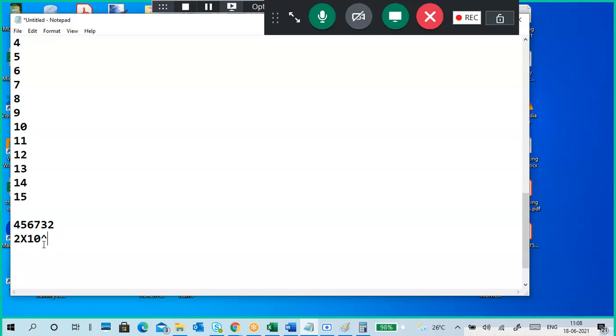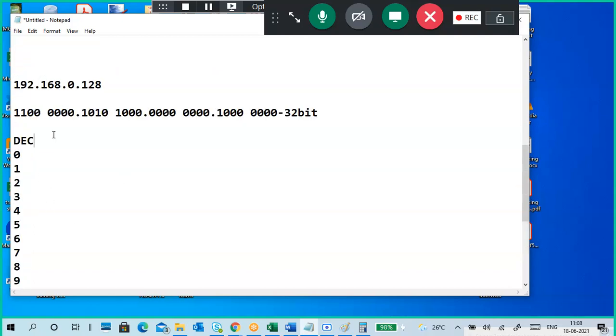Like this you can write it: 4,00,000 and so on. So 4 into 10 to the power of 5, 5 into 10 to the power of 4, like that it will come. So don't go into that one. Okay, so this is decimal.